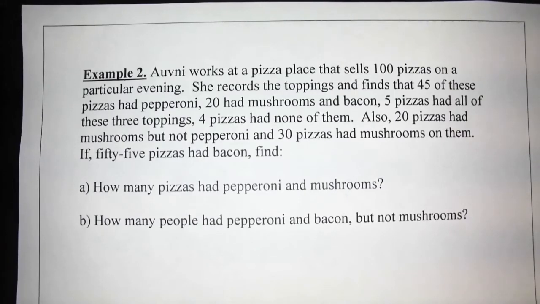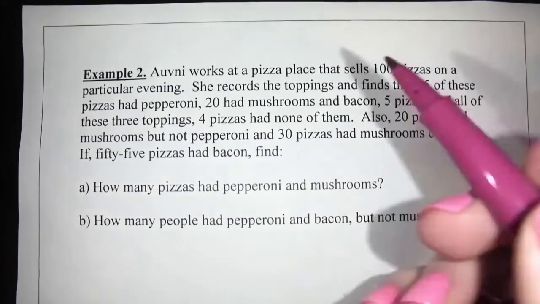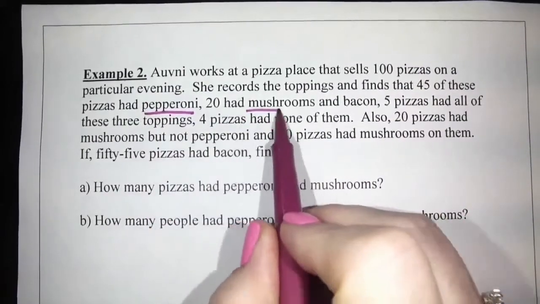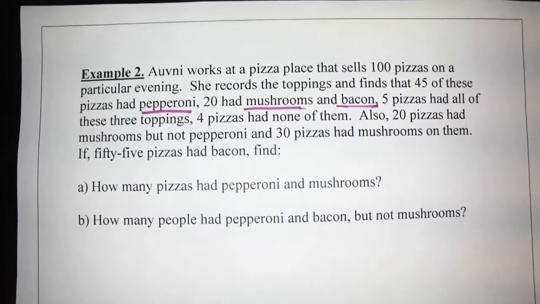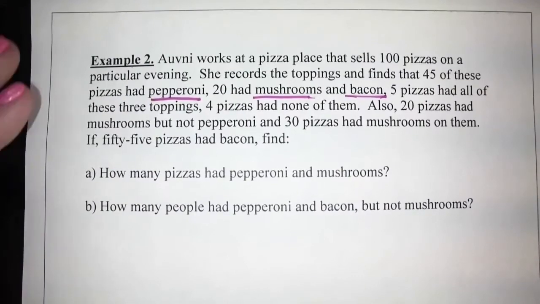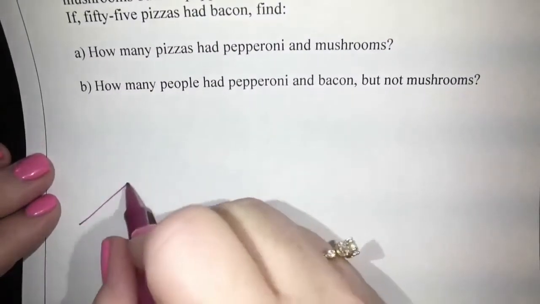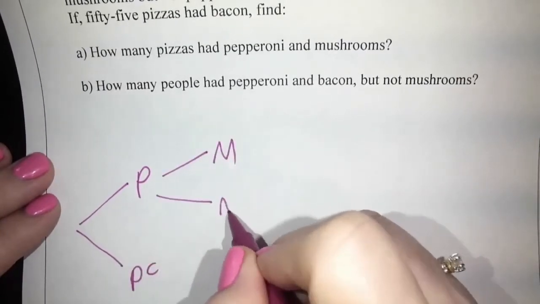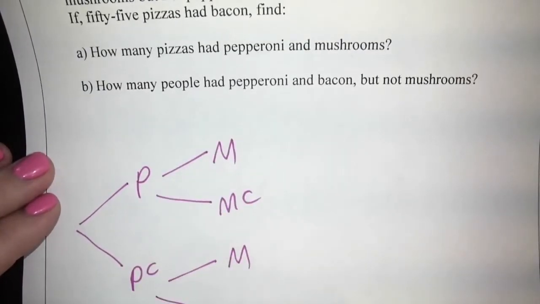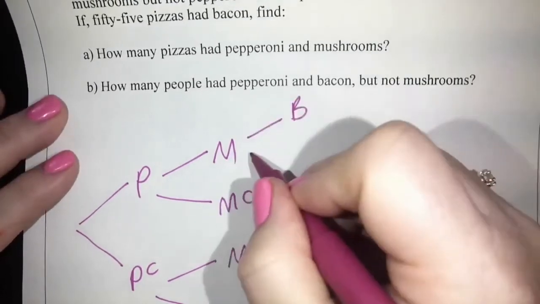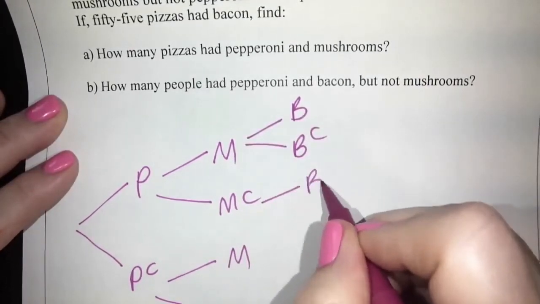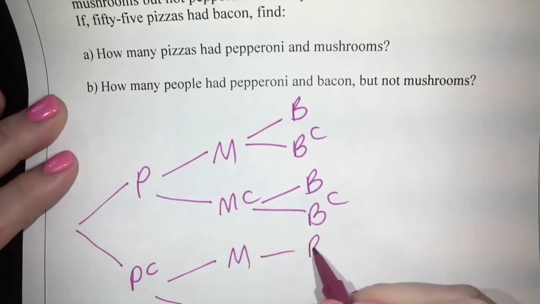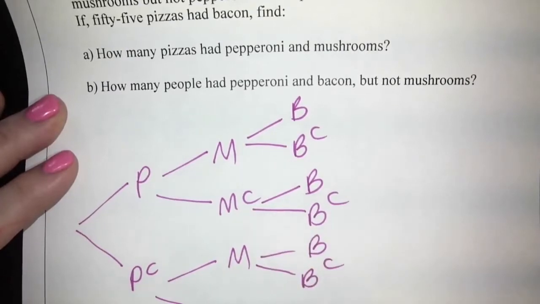Okay, so this is a larger tree where we have 3 different things going on and we have yes or no to each of the 3 things. So in this case, we're talking about, as we scan through, pepperoni, mushroom, and bacon. So I always make my tree in the order that they come up in the questions. So I would say you can have pepperoni or no pepperoni, mushroom or no mushroom, and then we can have bacon or no bacon. So draw your tree out so that you can fill in all the numbers as you go along.